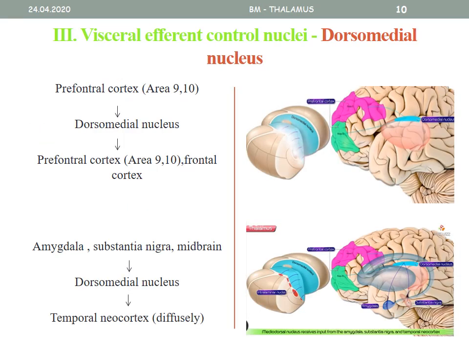So among the visceral efferent control nuclei, first we will look into the connections of dorsomedial nucleus. They get information from the prefrontal cortex. Also they give information to the prefrontal cortex. So they have the efferent and afferent connections with the prefrontal cortex. They also get information from amygdala, substantia nigra and midbrain, and they project to the temporal neocortex diffusely.